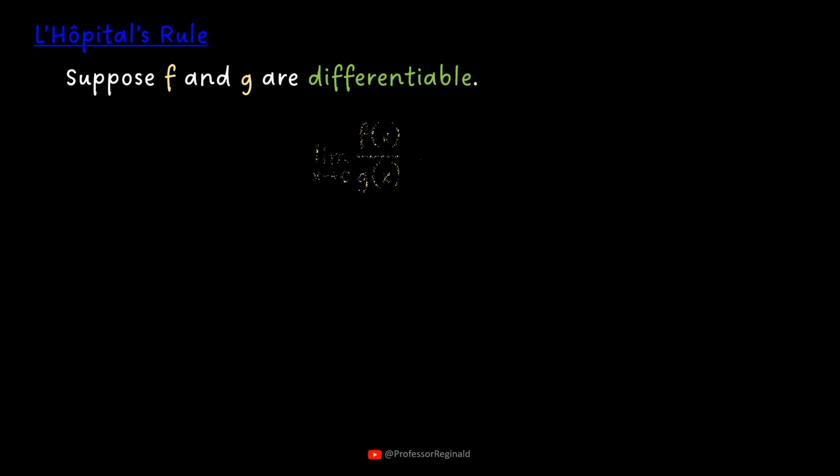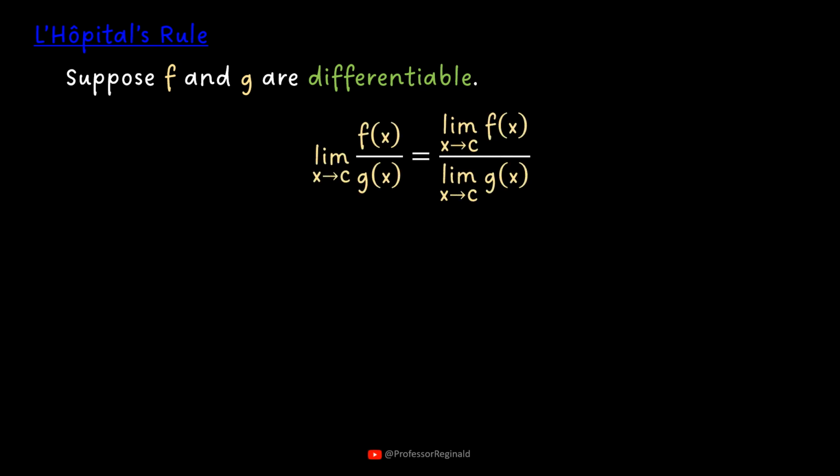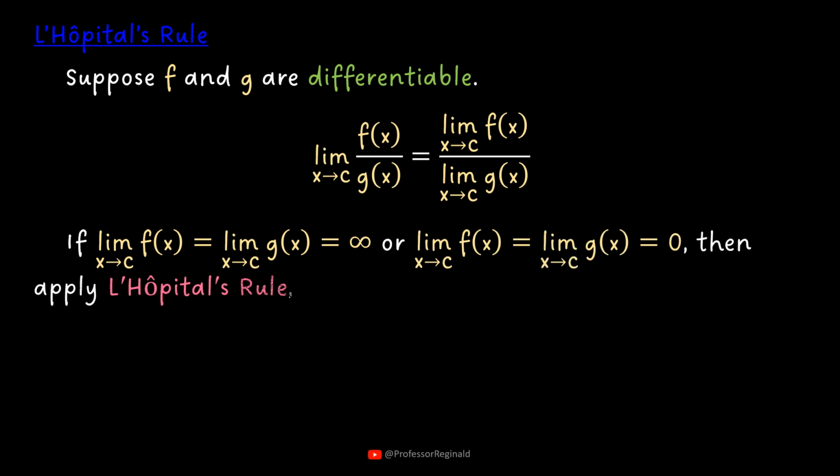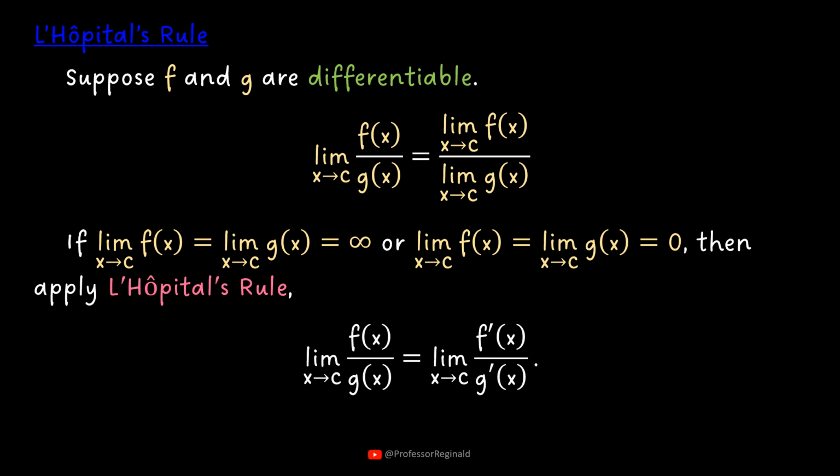L'Hopital's rule. Suppose f and g are differentiable, except possibly at x equals c. The rule is applicable when finding the limit of f of x over g of x, as x approaches c. If the limit of the numerator and the denominator are both infinity or both 0, then apply L'Hopital's rule. The limit of f of x over g of x, as x approaches c, is equal to the limit of the derivative of f of x over the derivative of g of x, as x approaches c.